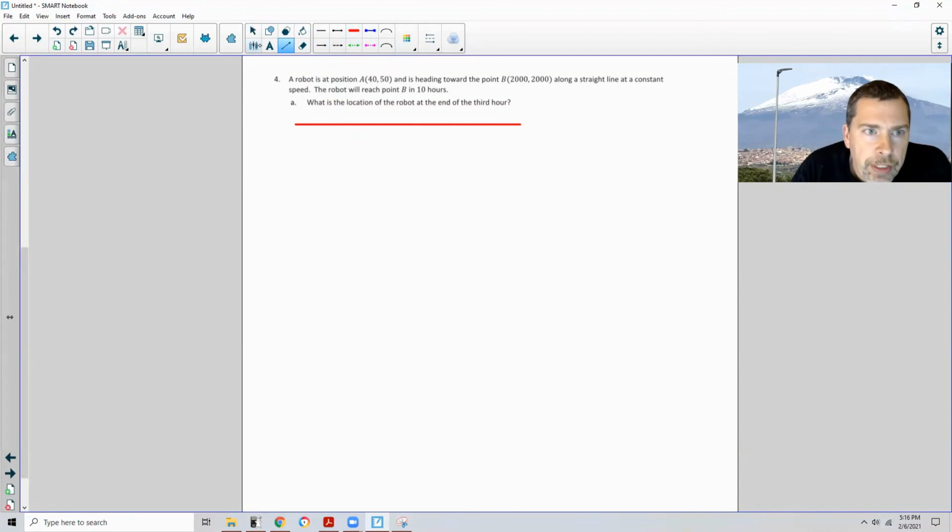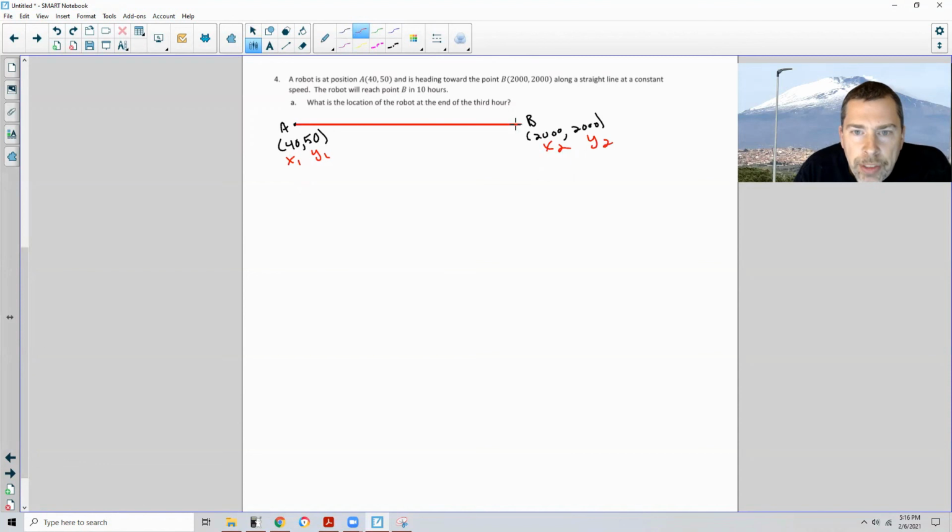Okay. So if this is A, and this is B, then this is the point (40, 50). And this is the point (2000, 2000). So as before, this is (x sub 1, y sub 1), and this is (x sub 2, y sub 2). So we know our endpoints in this problem.